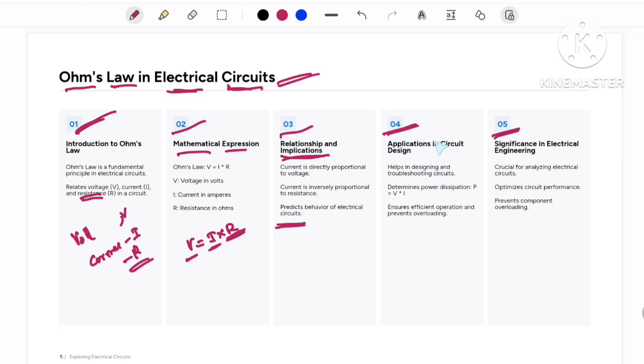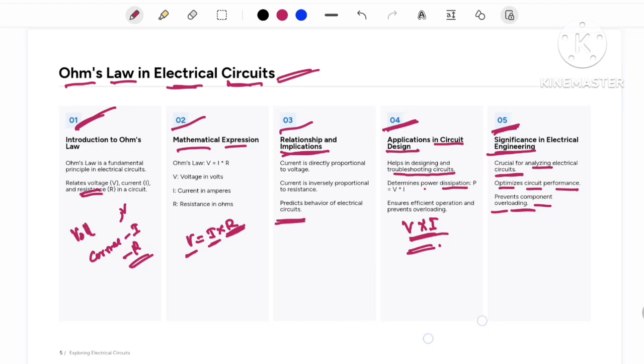The fourth point, applications in circuit design. It helps in designing and troubleshooting circuits. It determines the power dissipation in V and I, right? It ensures efficient operation and prevents overloading as well, right? Move on to the fifth point. Significance in electrical engineering: crucial for analyzing electrical circuits, optimizing circuit performance, and preventing component overloading, right? So move on to the next slide.